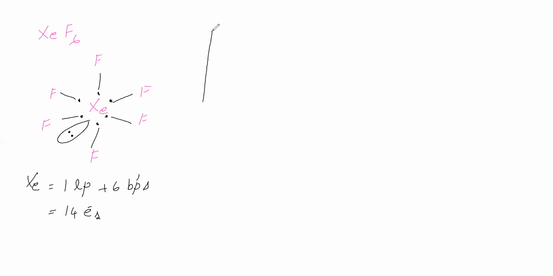Next we will take the carbon dioxide molecule. In the carbon dioxide molecule, 2 oxygen atoms and 1 carbon atom are present. Carbon comes under group number 4A, therefore its valence shell contains 4 electrons. Oxygen comes under group number 6A, therefore its valence shell contains 6 electrons.